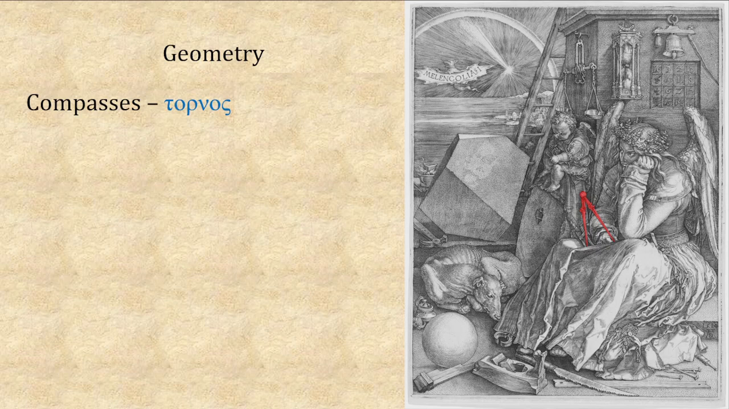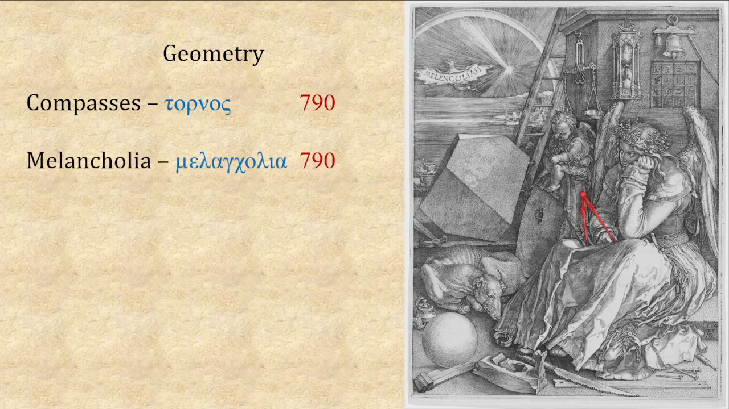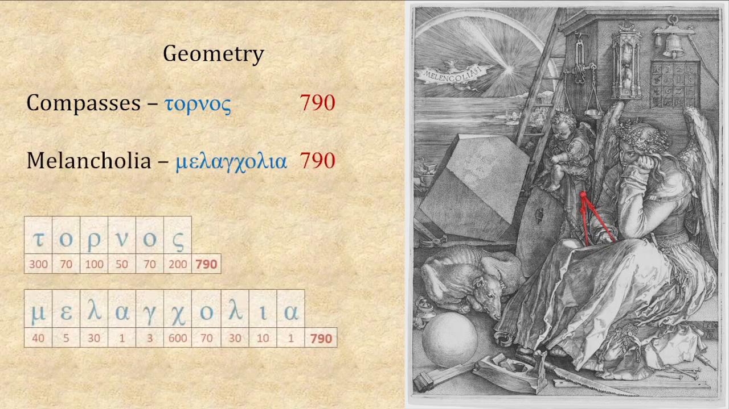In the previous video, we saw that the primary language Durer was using for his symbols or emblems was Greek. And in Greek, a geometrician's compasses are tournos, and they have a gematria value of 790. This equates them exactly with the word Melancholia in Greek, and it gives the two themes equal weight.